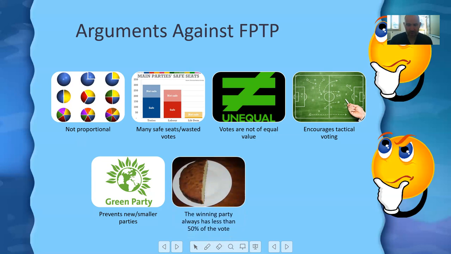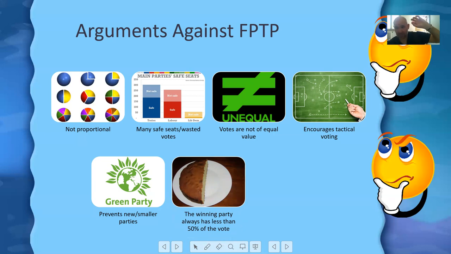I've made this point already, but I want to give it its own slice of the cake to go with it. The winning party always has less than 50% of the vote. So I've given us half a cake here. And you saw it with the other slide that I showed you, is that I don't believe, at least in the modern era, there has been a situation where the party that has all of the power in the country has over 50% of the vote.